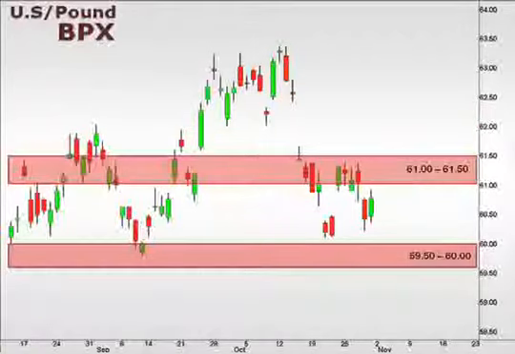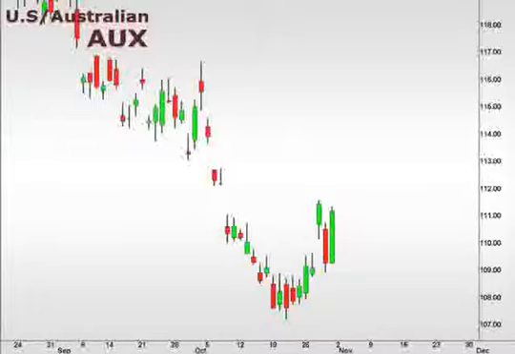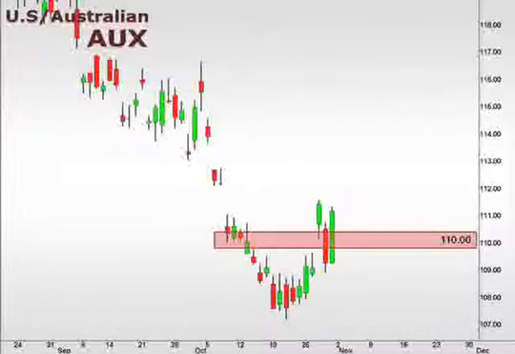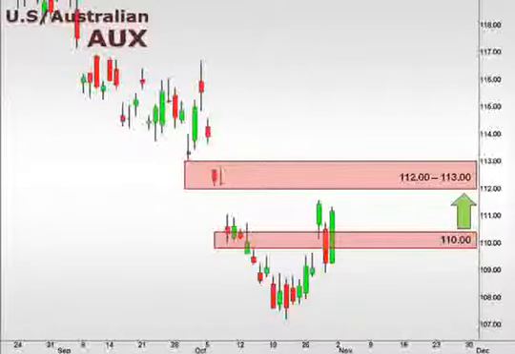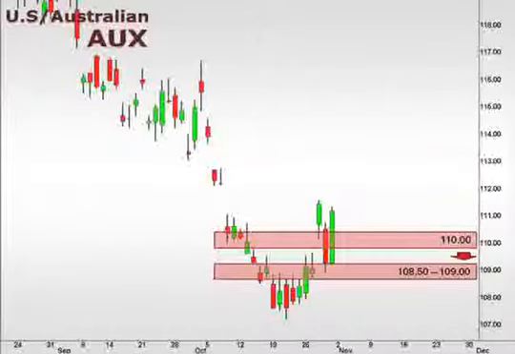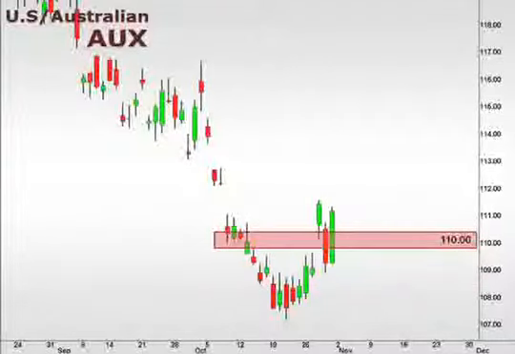Let's take a look at the AUX, the U.S. versus the Australian dollar. Well, the U.S. dollar finished the week strong against the Australian dollar, breaking back through that 110 focal zone that has been on our radar for quite some time. With a push through this level, we're likely to see a move up into this 112, 113 focal zone here. A break back below 110 is likely to try to find some support within that 108.5 to 109 focal zone.